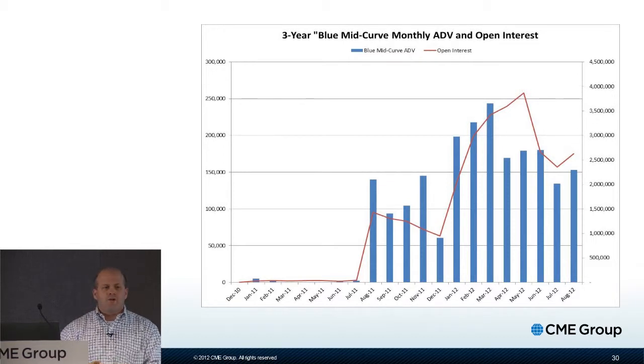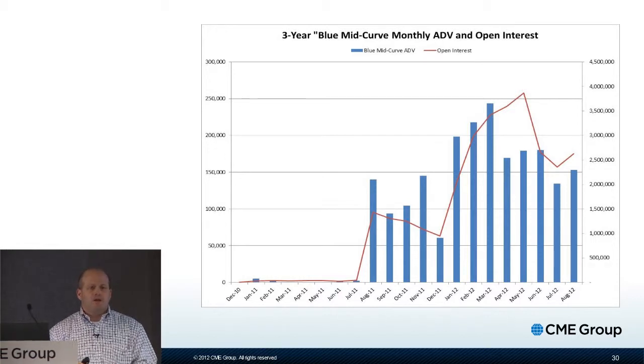Here's just a quick graphic of how our blue mid-curve volume has grown. As you see, it's pretty much flatline when we launched these. We didn't trade them at all. And then back in August of 2011, if anyone here remembers, that's when the Fed came out and said that they didn't expect to have any rate increases until probably the end of 2014. So that was the first time they spoke. And that was in August 2011, and look what the blue mid-curve volume did on that day.